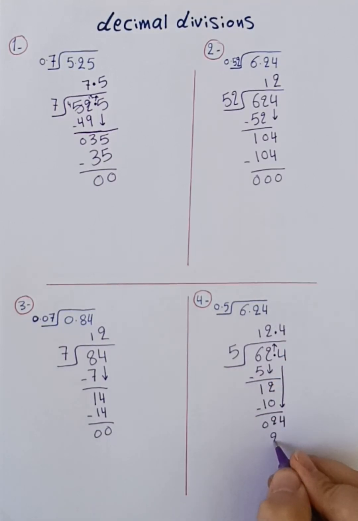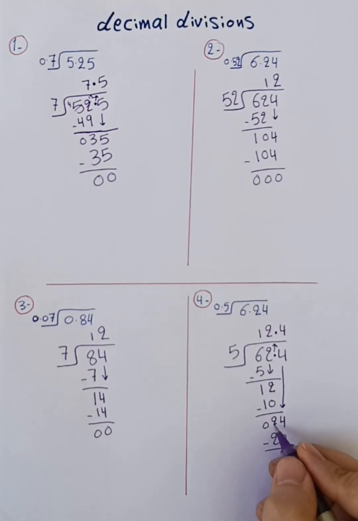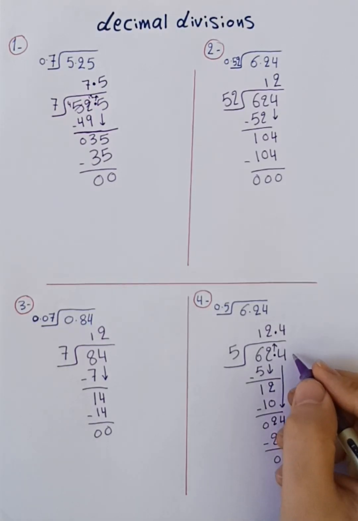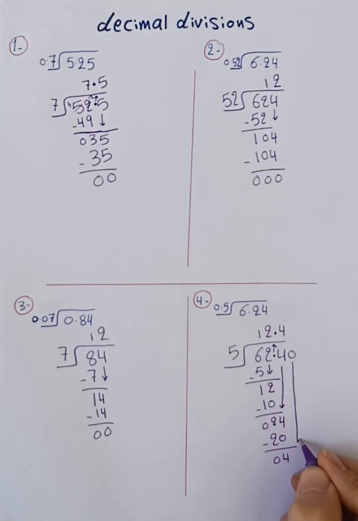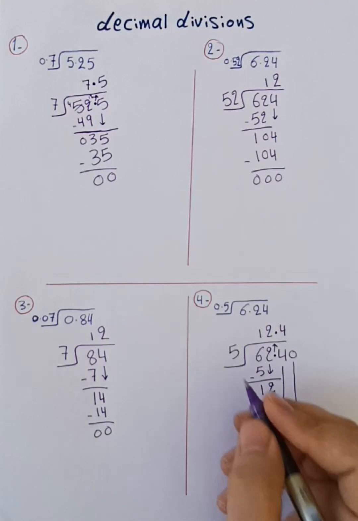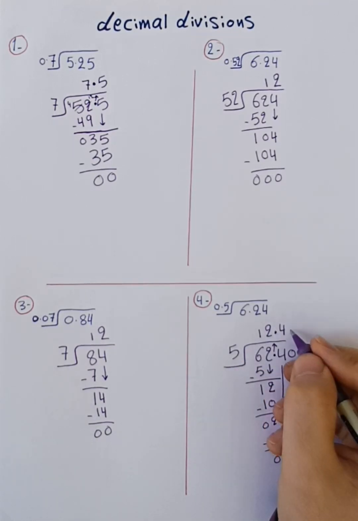4 times 5 is 20. 4 minus 0 is 4. And 2 minus 2 is 0. And then in the decimal division, the remainder should be 0. So you have to write another 0 and bring it down. Now you have 40. 40 divided by 5 is 8.